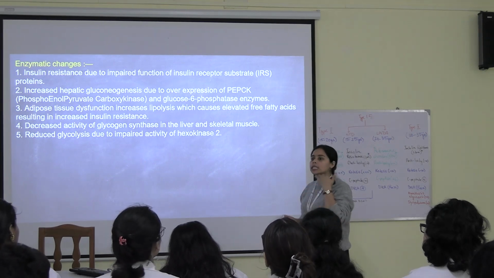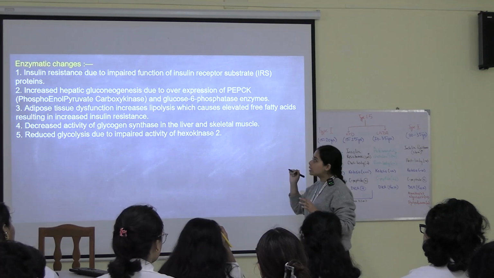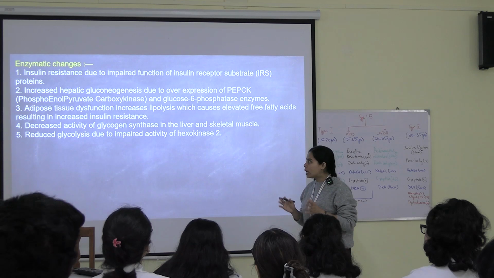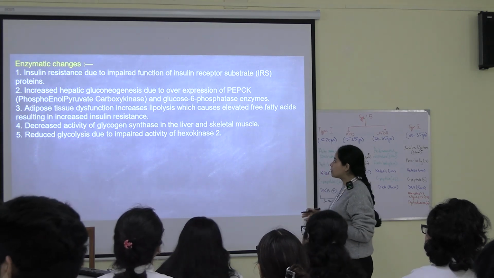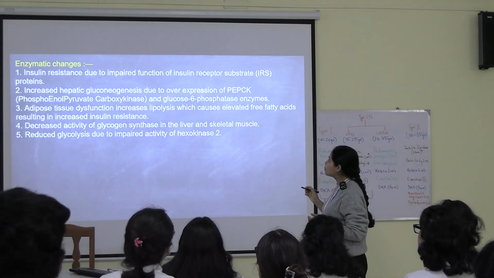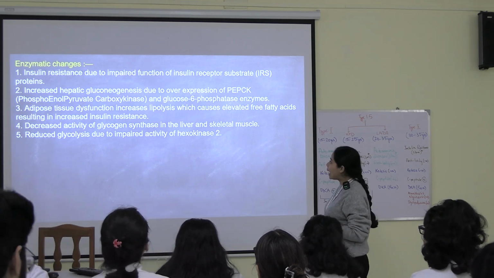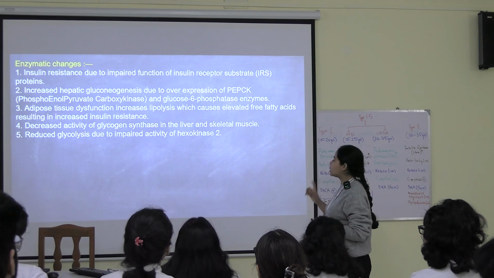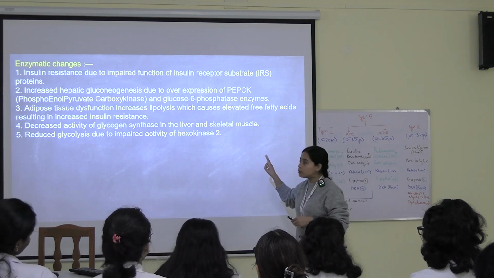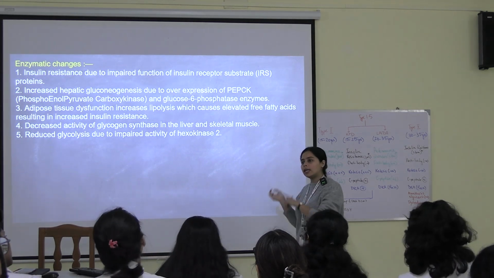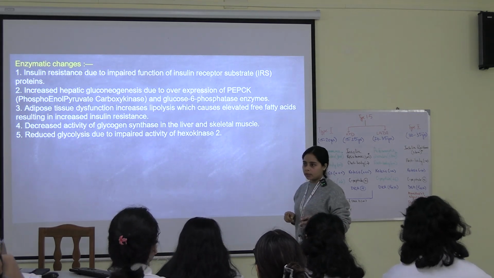So when gluconeogenesis increases in the liver, that is increased hepatic gluconeogenesis. Hepatic means liver. Now why is it happening? Due to overexpression of phosphoenolpyruvate carboxykinase and glucose 6-phosphatase enzymes. Because of these two enzymes, the increased hepatic gluconeogenesis will happen, ultimately resulting in diabetes.